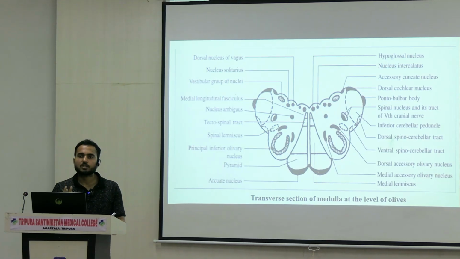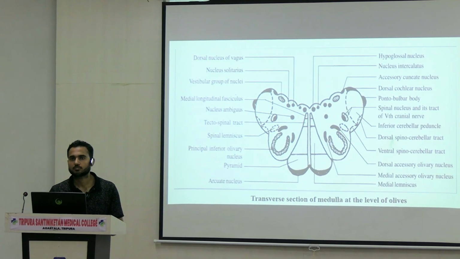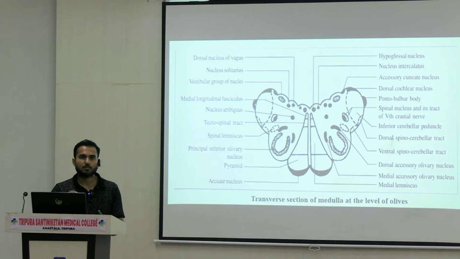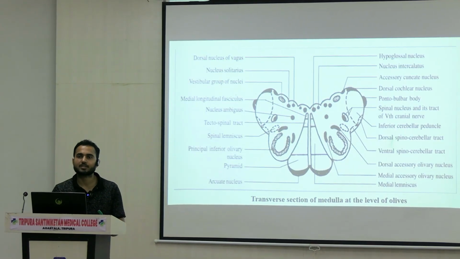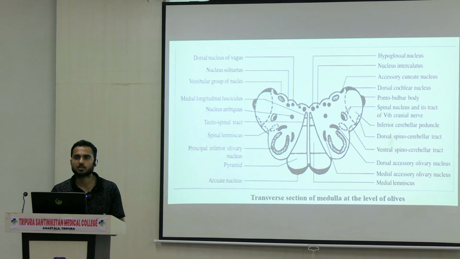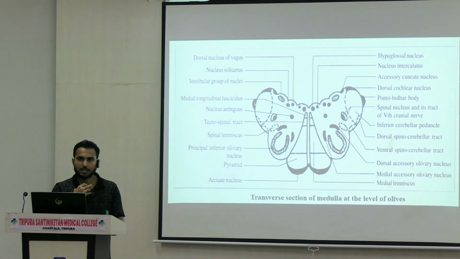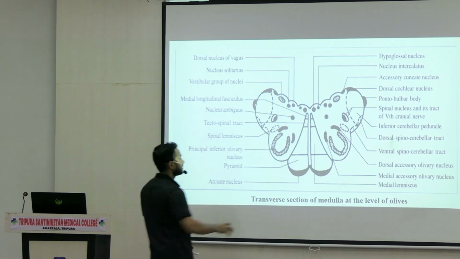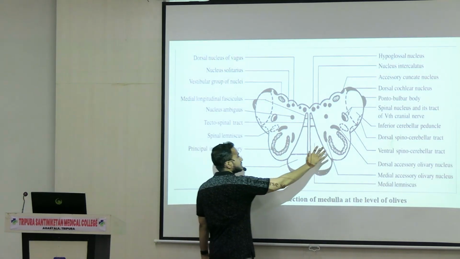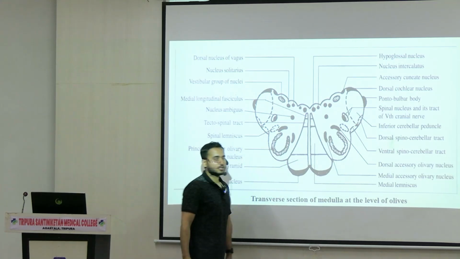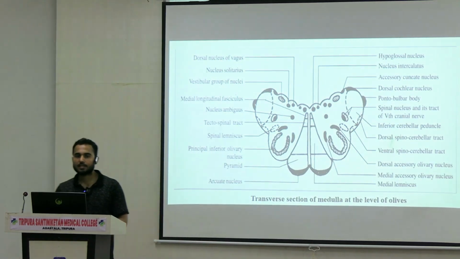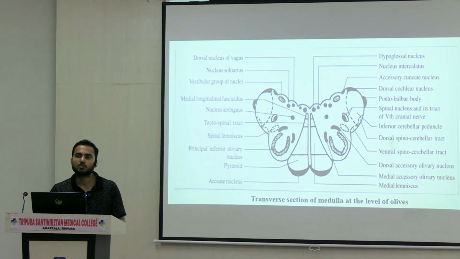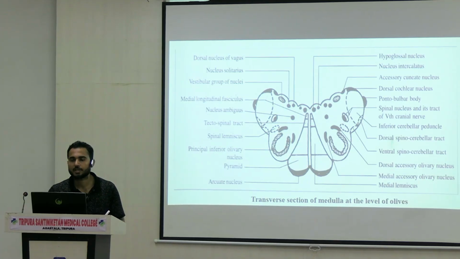Now, can anyone tell me which is the most striking feature of this particular area? Every time I discuss any section, I mention the most important striking feature. So in this section, which is the most striking feature? Yes, the olivary nuclear complex. This whole thing is the most important feature of this particular area. So what do you have to know about this inferior olivary nuclear complex?